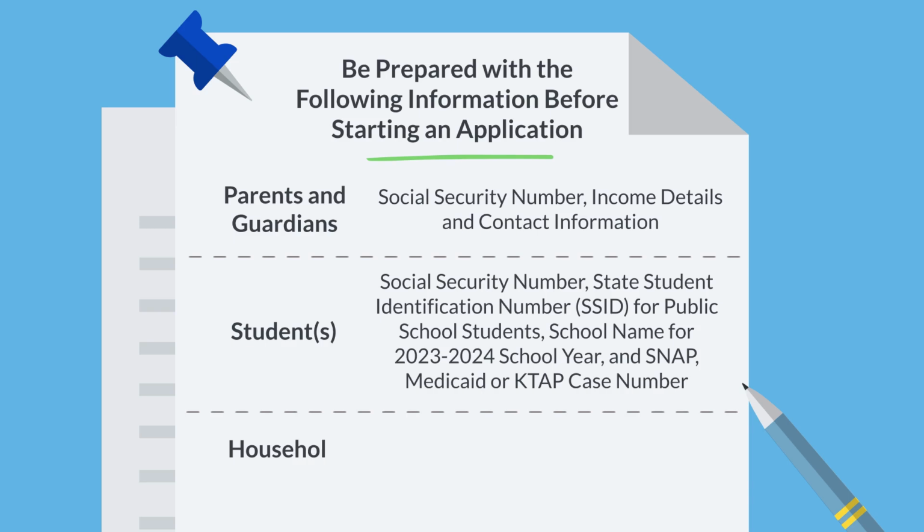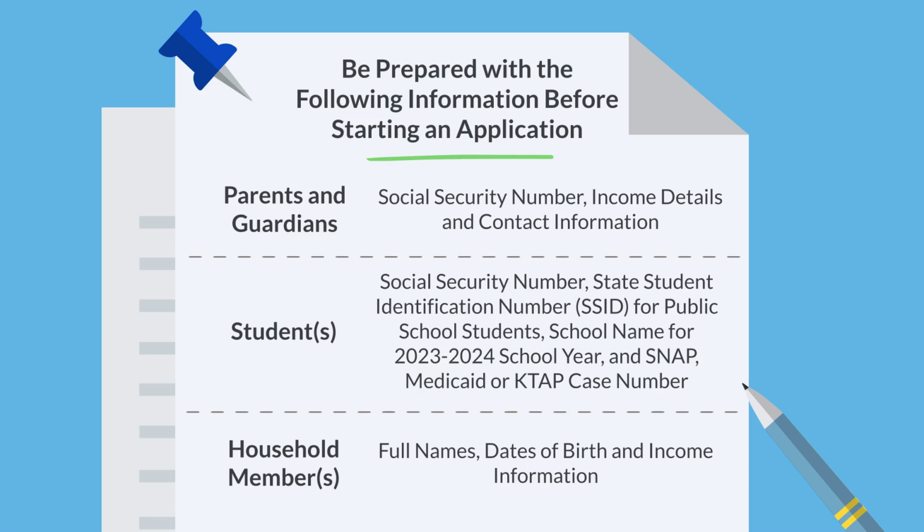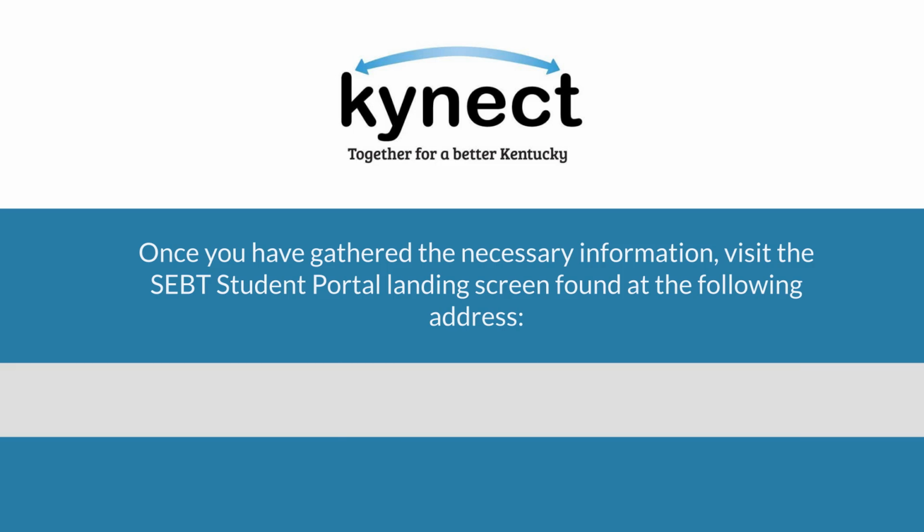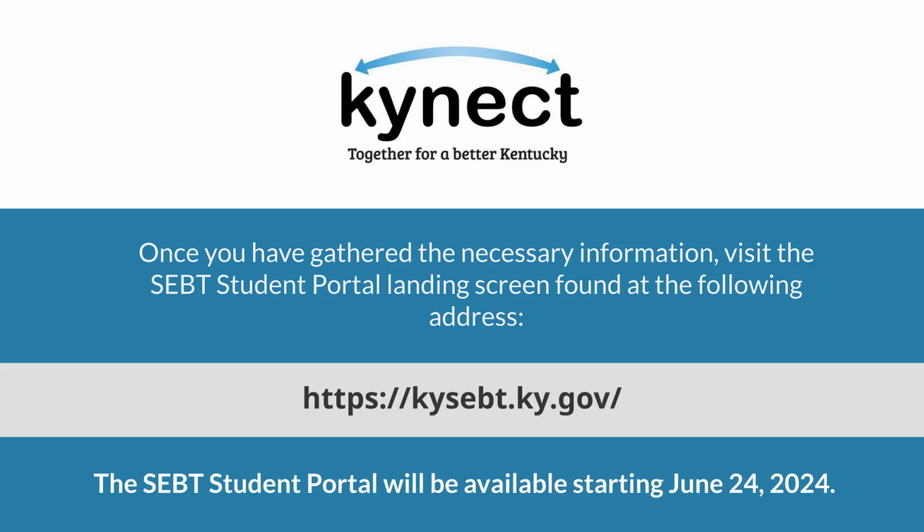And finally, household information including full names, dates of birth, and income information for each member of the household. Households are encouraged to collect the information listed above before starting the application process. Once you have gathered the necessary information, visit the SEBT Student Portal landing screen found at the following address. The SEBT Student Portal will be available starting June 24, 2024.